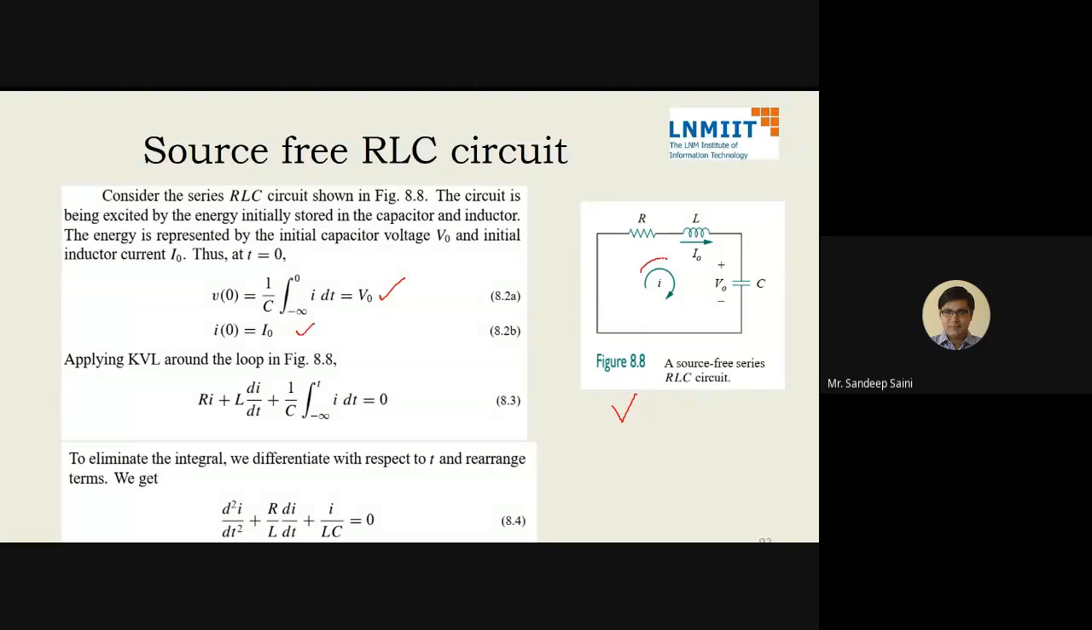Now apply the KVL loop. Voltage across resistor is R into I. Voltage across inductor is L di by dt. And voltage across this capacitor is 1 by C integration I dt, equal to 0. Is this equation clear to everyone?